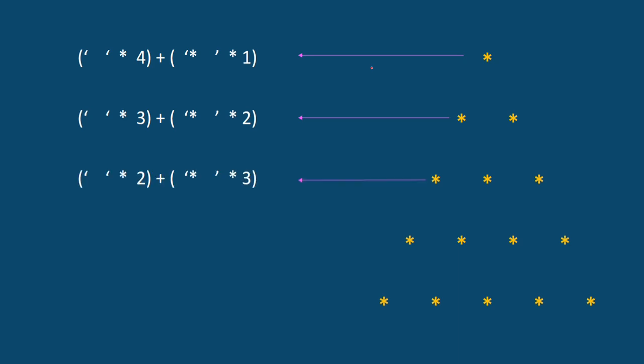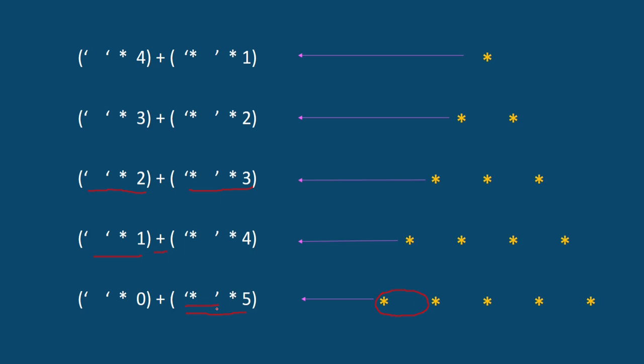Third line begins with 2 space characters appended with 3 star space character. Fourth line begins with 1 space character appended with 4 star space character. And fifth line begins with star space character and there are 5 star space characters. Along with every star, there is 1 space character. We have combined star space character here.